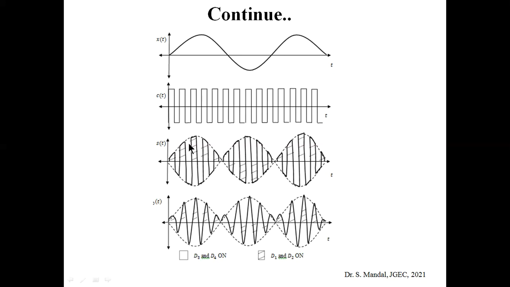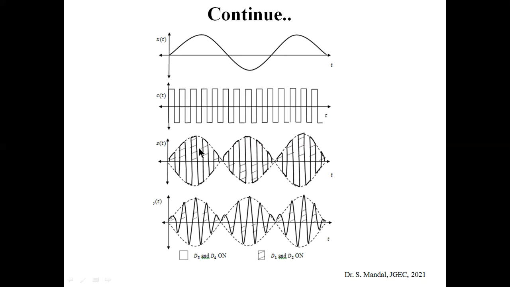That means the total scenario becomes reversed. In the upper half cycle D3 and D4 are on, but in the second case, when the polarity of x(t) becomes negative, at the negative part D1 and D2 are on. So here D3 and D4 are on, here D1 and D2 are on. Similarly when x(t) again becomes positive, D1 and D2 are on here, and D3 and D4 are on here. So ultimately we get this type of output.